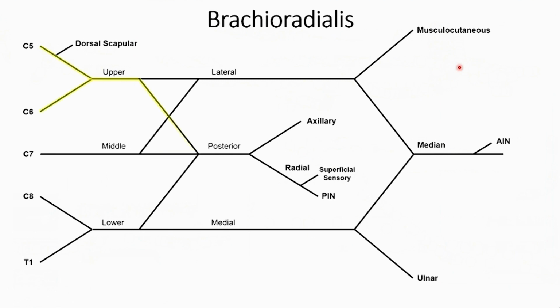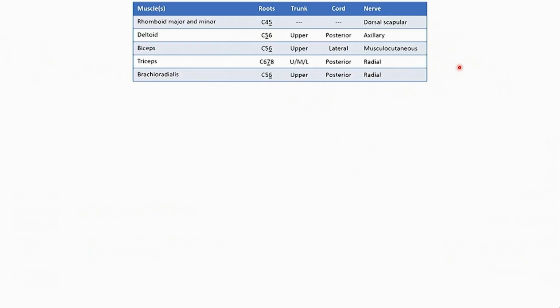Brachioradialis. Brachioradialis is C5 and 6 nerve roots, upper trunk, posterior cord, radial nerve. Brachioradialis is primarily C6. Oh, the triceps primarily is C7.